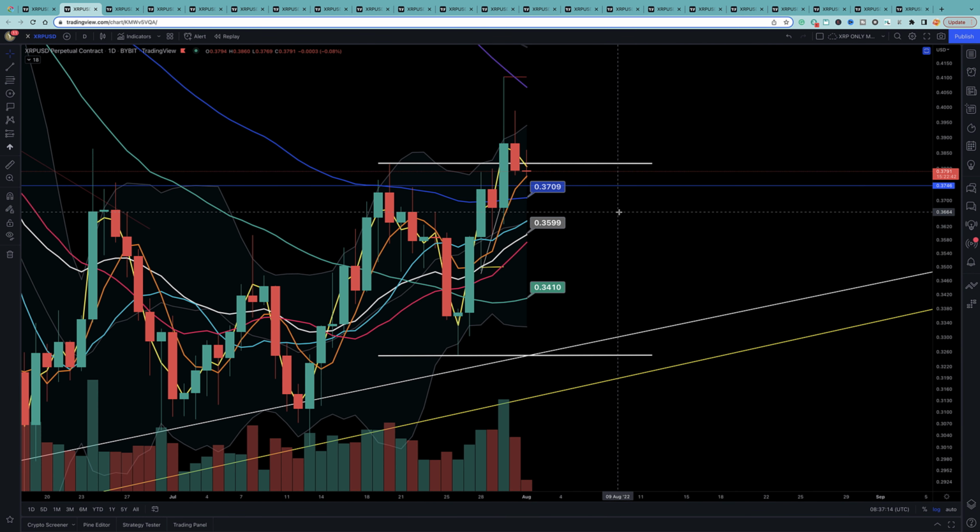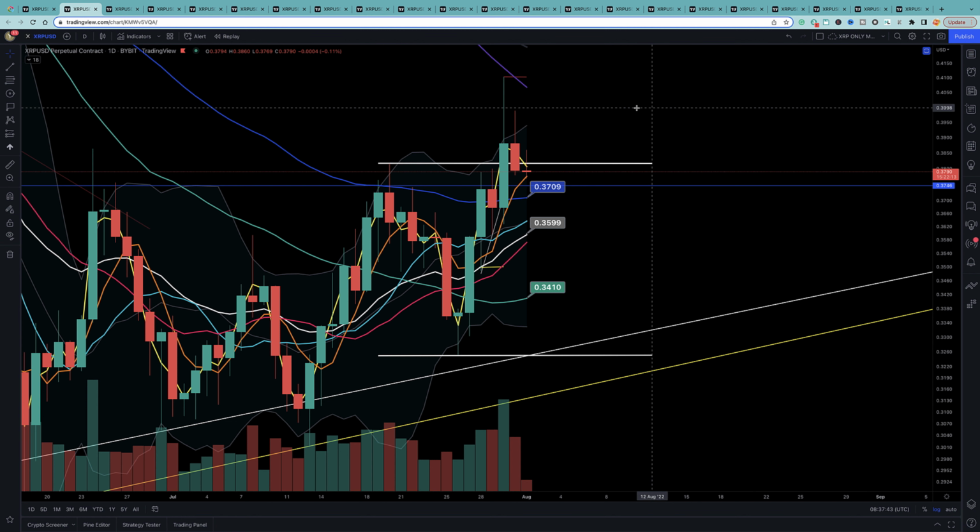So a couple of the key markers to watch out for: I want to see it break the 55 EMA on the daily at 37. It looks like it's clearly going to do that. The one that could be more challenging is the 20 EMA or the 20 MA around 36 or so. And that's the one where we might get a bounce off it and then a continuation up.